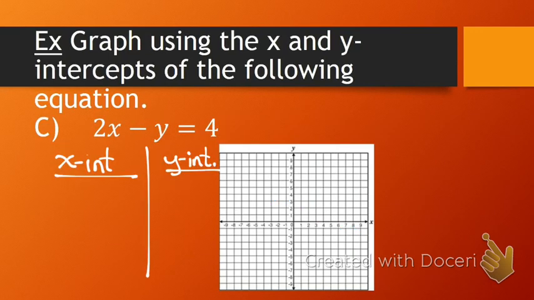So with C, if you cover up the y-coordinate, you get 2x equals 4. And if you divide by 2 on both sides, you're going to get that x-coordinate to be a 2. If you put a 0 in for x, 2 times 0 becomes 0, and you're just left with -y equals 4. So dividing by a -1 on both sides, you get -4 for your y-coordinate. So graphing 2, 0, 0, -4, connect the points.